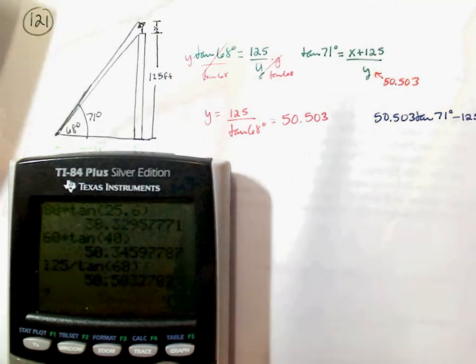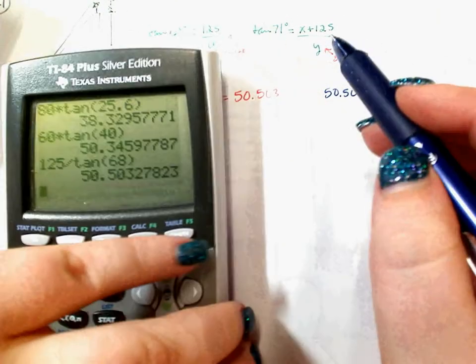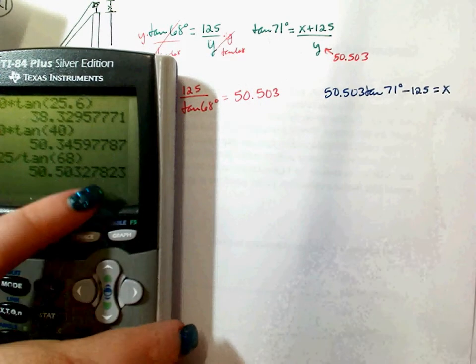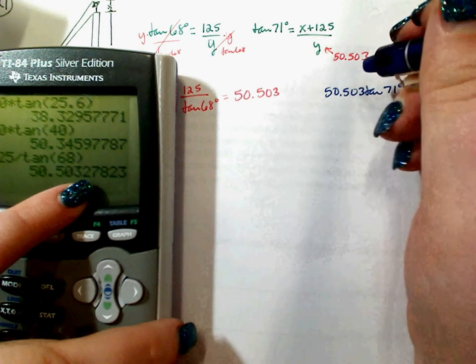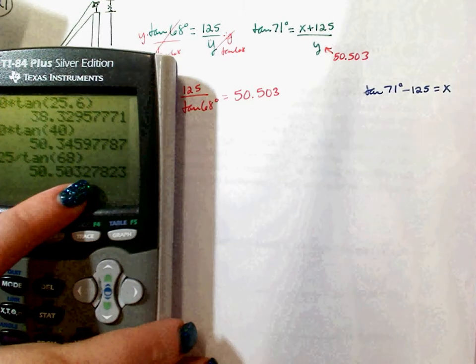Actually, just kidding. I always tell you guys that if you want your answer to be correct to the 3 decimal places, then you need to go a little bit longer when you're going to use that number. So 50.503278.